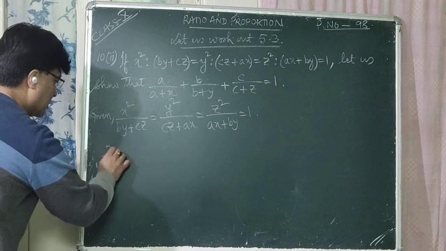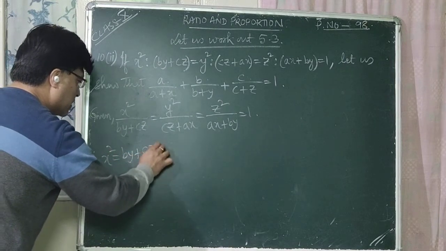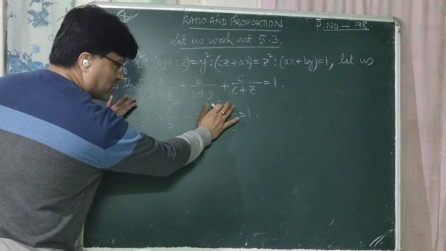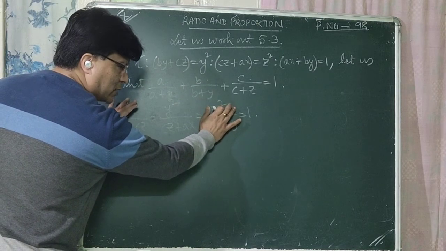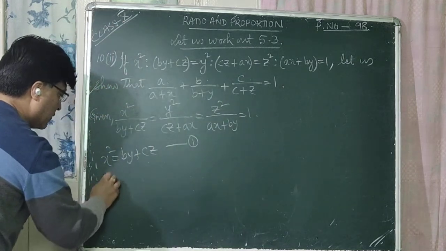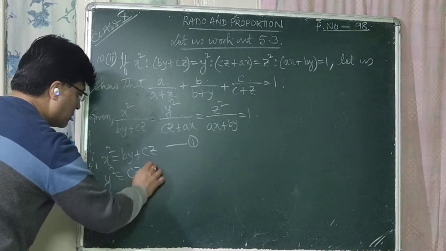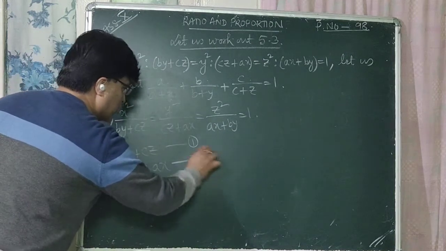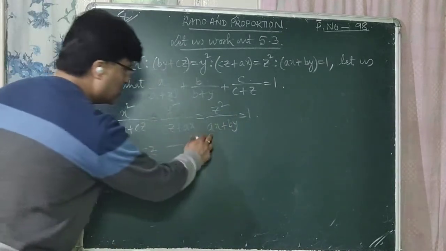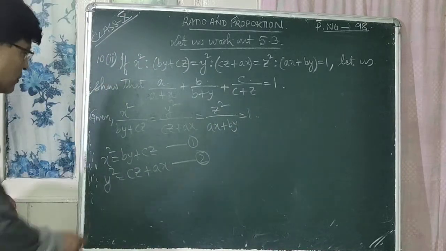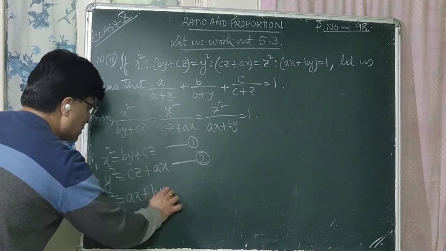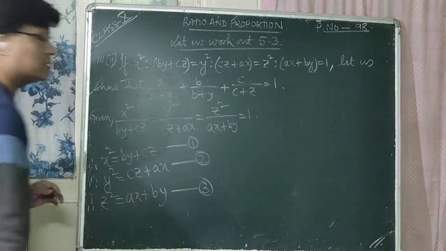What do we get? x square is equal to by plus cz. Suppose this is number 1. Similarly, by hiding the first and third, you can equate second with last. And then cross multiplication, what do we get? Therefore, y square is equal to cz plus ax. This is number 2. Again, equating third and last. That is, third is equal to fourth. And by cross multiplication, what do we get? That is, z square is equal to ax plus by. Suppose this is number 3.